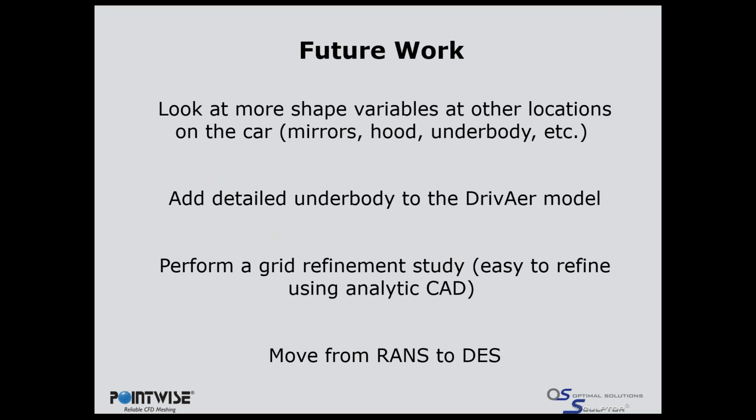Moving forward, looking at future work, some of the things that we want to do: look at more shape design variables at other locations on the car, things like the mirrors, the hood, or the underbody. And speaking of the underbody, this was the smooth underbody that we ran. So obviously one of the things we would like to do is add more detail and look at the detailed underbody for the DrivAer, and then perform a grid refinement study. Like I mentioned early on, this is a proof of concept. We generated a baseline grid using our best practices, but because we have that clean analytic model in Pointwise, we can easily perform a grid refinement study on top of that model, and then potentially move from something like RANS to DES in the future.